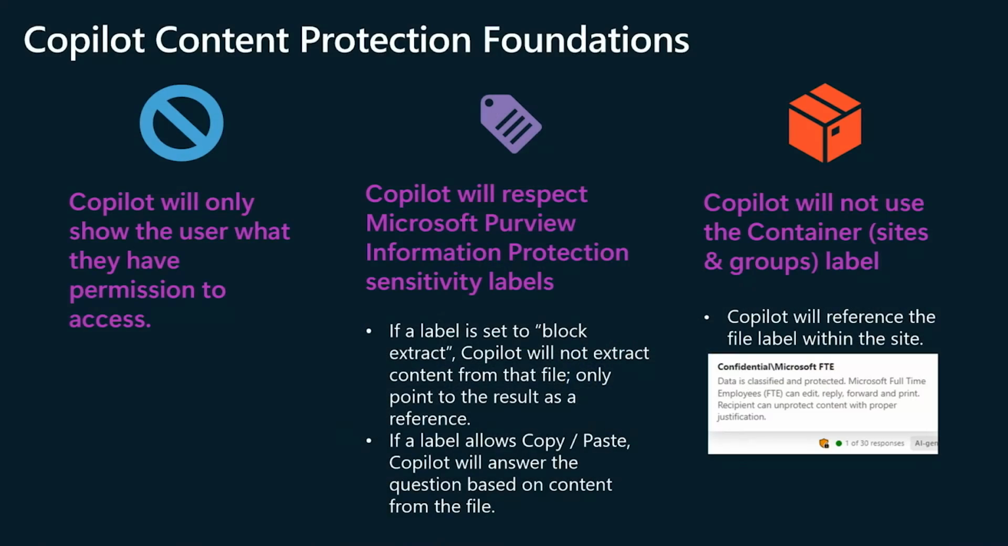But if content is encrypted so that it says do not copy, basically block extract, Copilot will look at it and say, I can't read anything from here in terms of pulling it out. If a user can't copy content out, Copilot can't either. It will absolutely respect that. It'll reason over the encrypted content, but it will not come back with an answer. It will simply say the content is here, just like a search would do. So it's great from a label perspective.